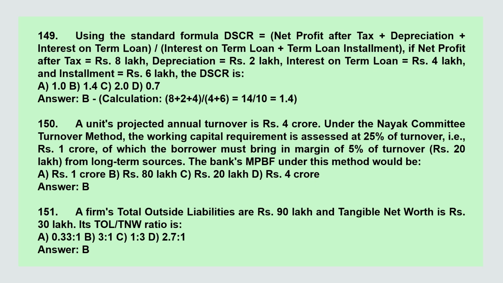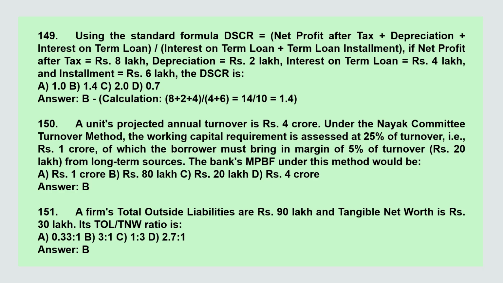Projected annual turnover is rupees 4 crore. Under the NAC committee turnover method, the working capital requirement is assessed at 25% of turnover, rupees 1 crore, of which the borrower must bring in margin of 5% of turnover, rupees 20 lakh, from long-term sources. The bank's MPBF under this method would be answer B, rupees 80 lakh.